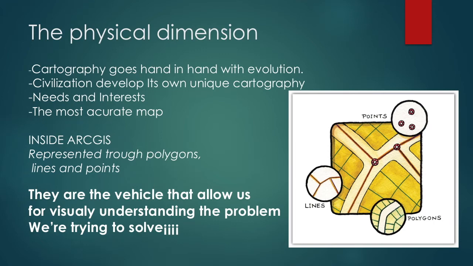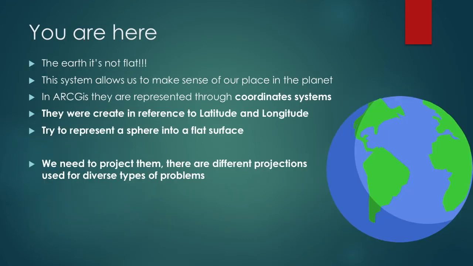Inside ArcGIS, this dimension is represented by polygons, lines, and points. They are the vehicle that allows us to visually understand the problem we are trying to solve.